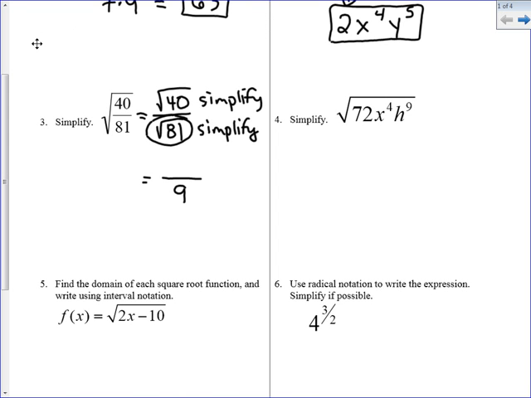But do any of my perfect squares evenly divide into 40? 4. So I can multiply the square root of 4 times the square root of 10. That's the same as my square root of 40. And then simplify the perfect half. The square root of 4 is 2. So I'm looking at 2 square root of 10 for that numerator.